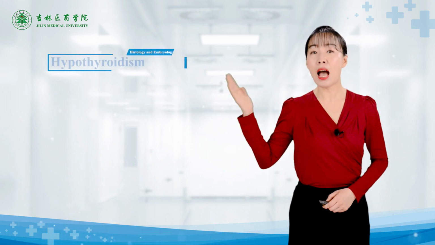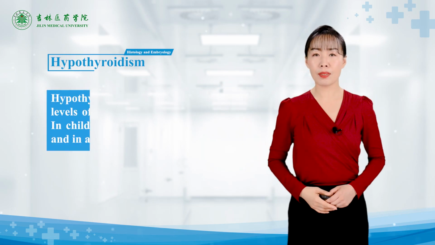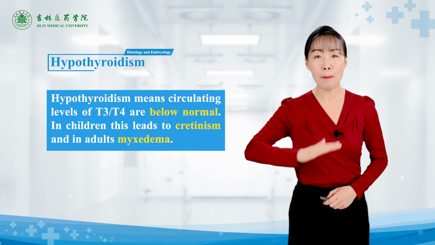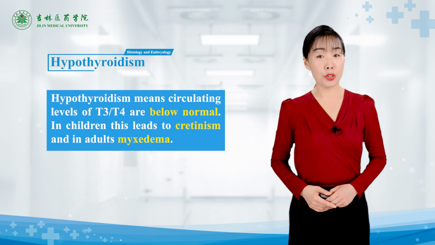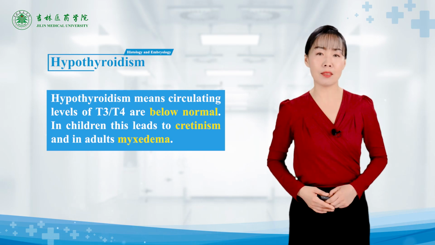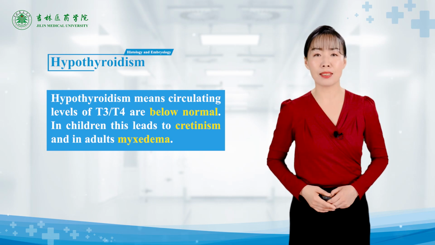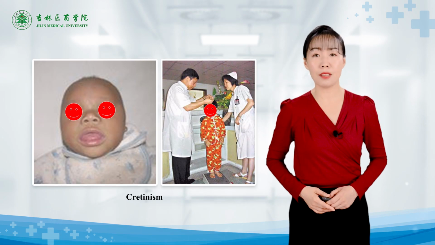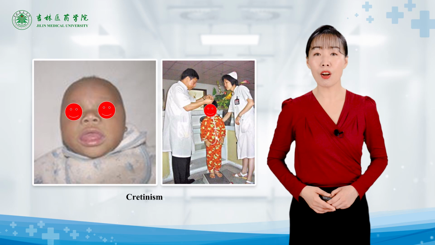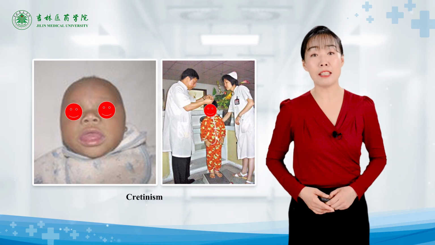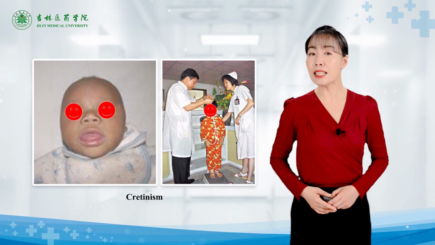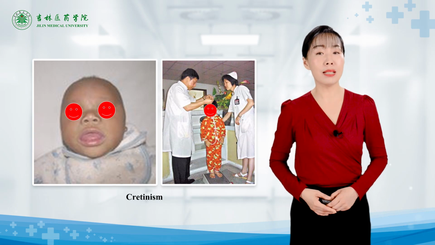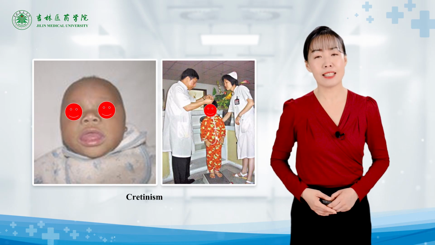Clinical cases. Hypothyroidism. Hypothyroidism means circulating levels of T3 and T4 are below normal. In children, this leads to cretinism, and in adults, myxedema. Cretinism. It is congenital absence of T3 and T4, or chronic iodine deficiency in infancy. Cretinism is associated with retarded growth, sluggish movements, and severe mental deficiencies.